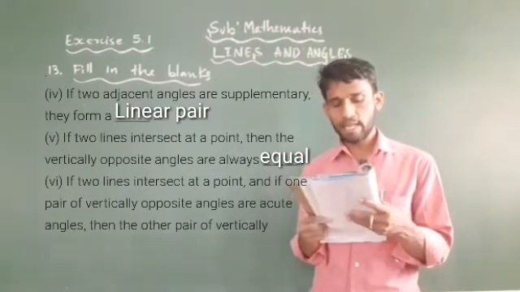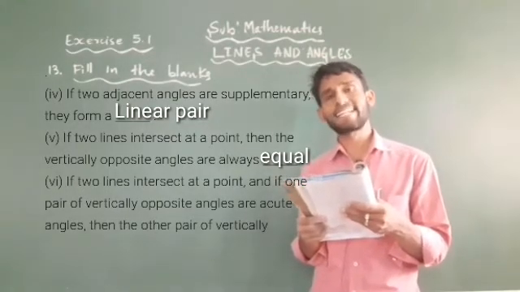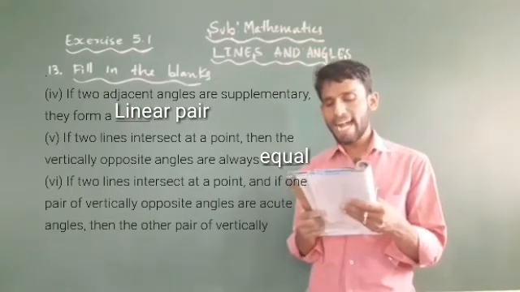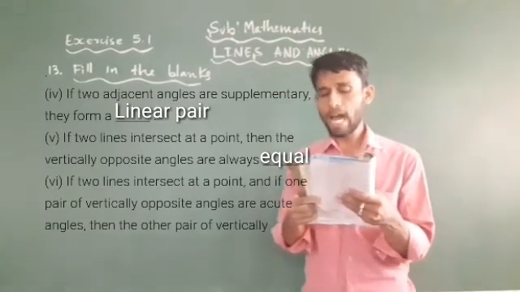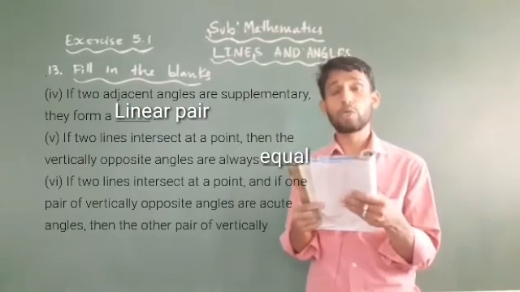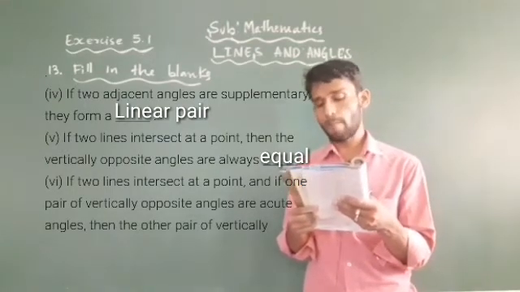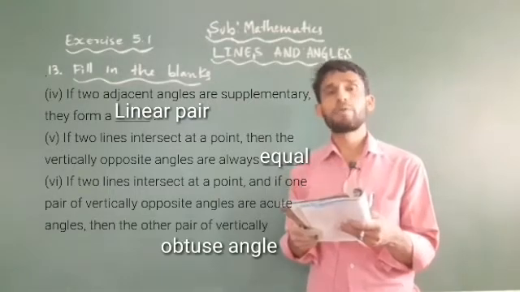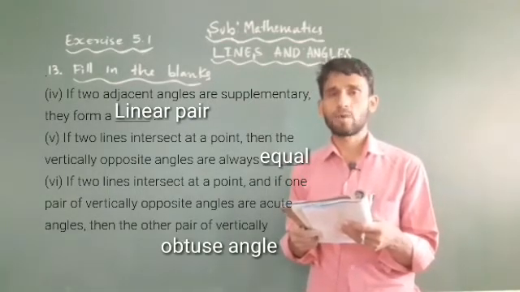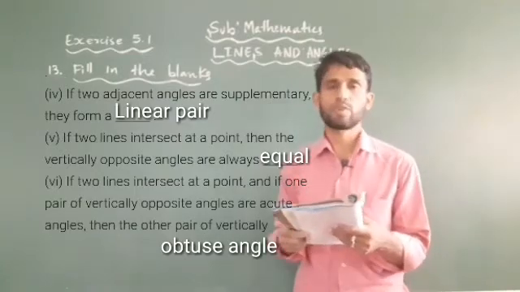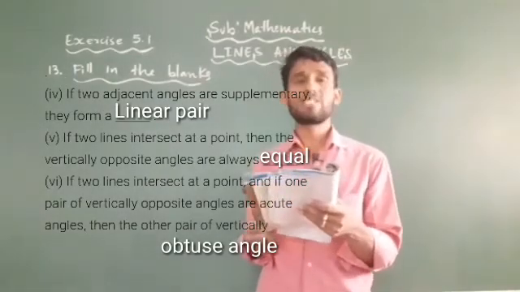Next, sixth one here. If two lines intersect at a point and if one pair of vertically opposite angles are acute angles, then the other pair of vertically opposite angles are obtuse angles. Sixth one answer is obtuse angles. Okay. Next I am taking here 14th one question.